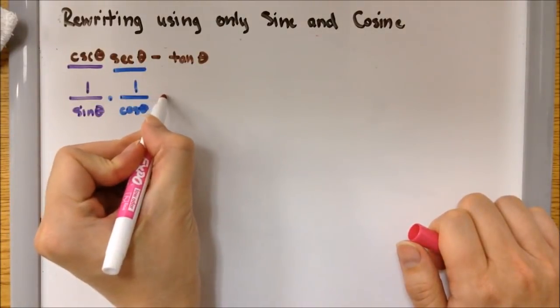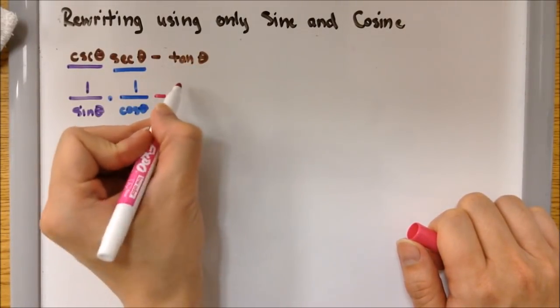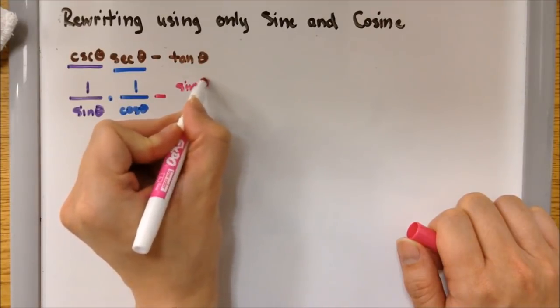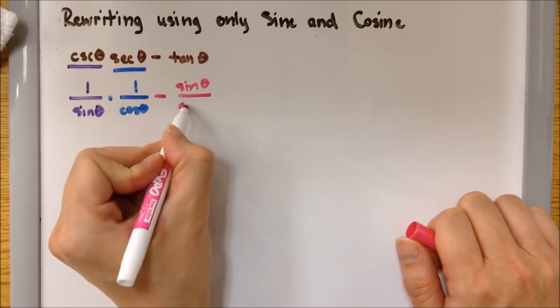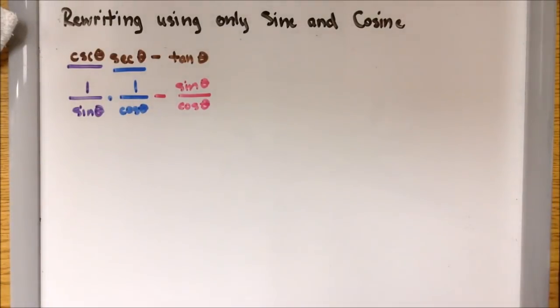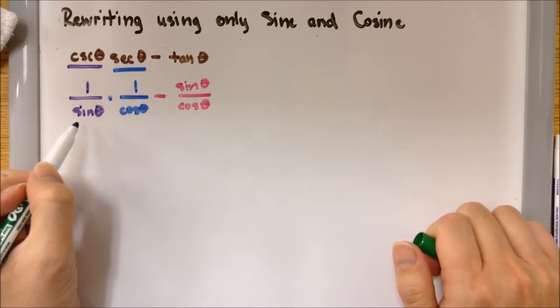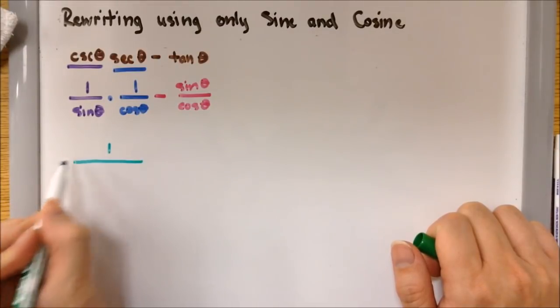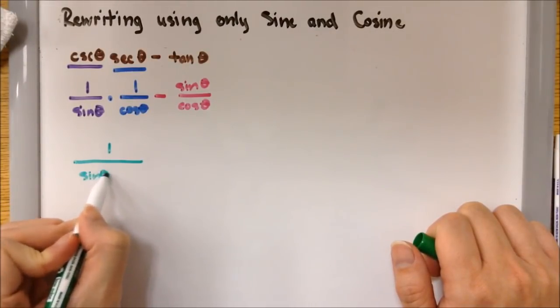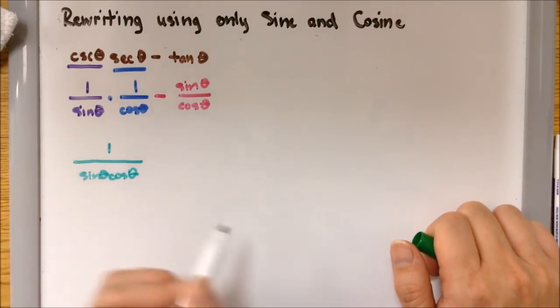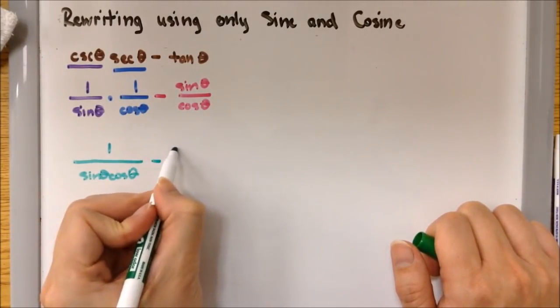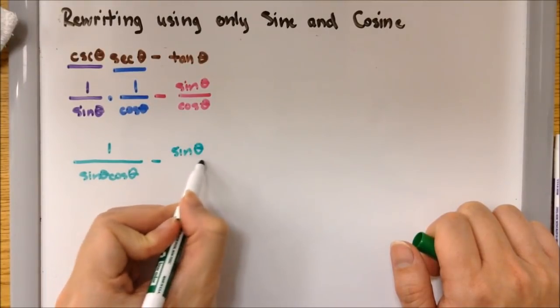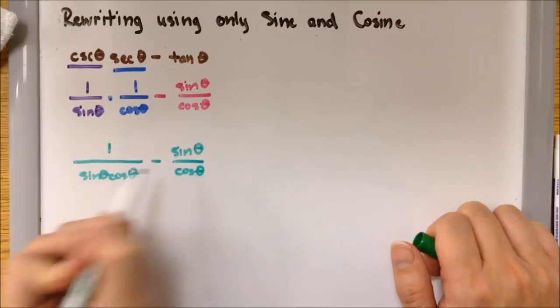And then there's that minus. The quotient for tangent is sine theta over cosine theta. Alright, so when I'm simplifying, 1 over sine theta times 1 over cosine theta will be simply just 1 over sine theta cosine theta. That's all it is. Minus sine theta over cosine theta.